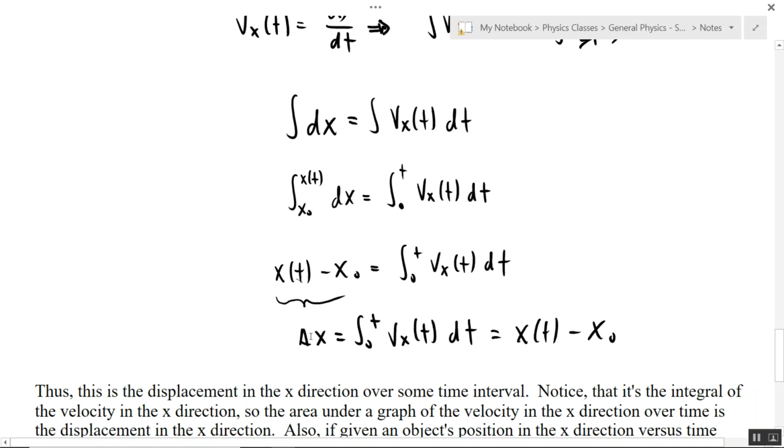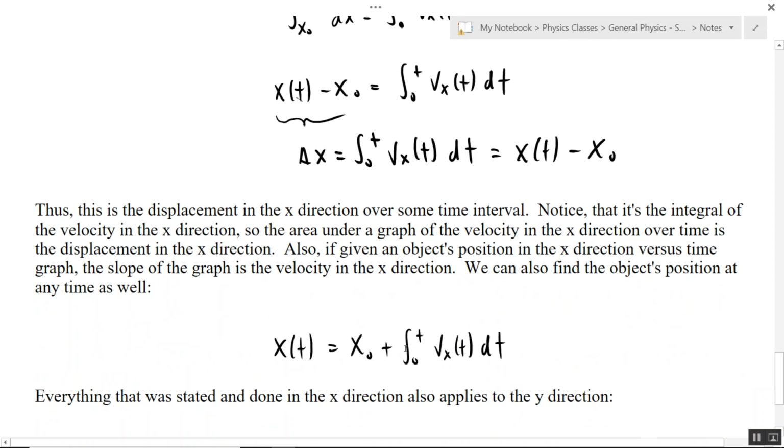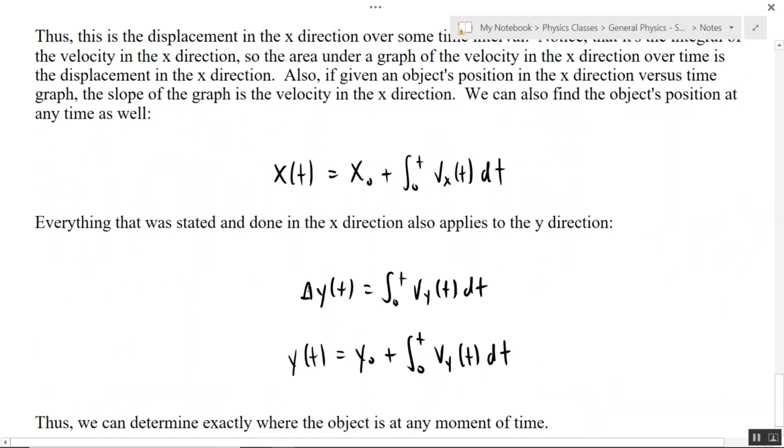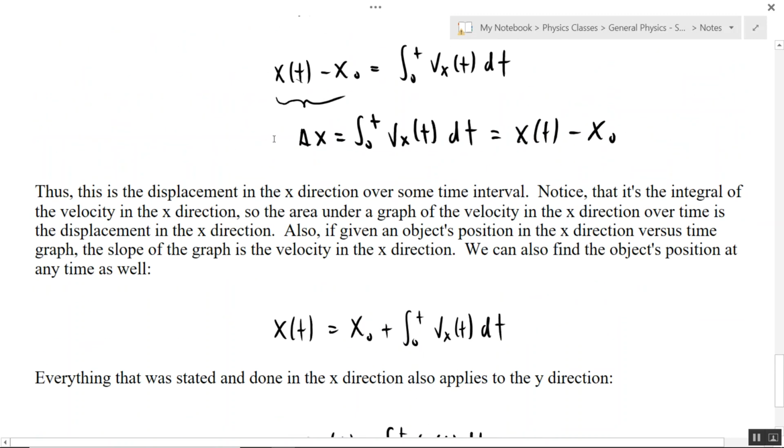But this is the x part of the displacement vector. Remember, a long time ago, delta r was delta x x-hat plus delta y y-hat. So this is the x part of the displacement vector, just the integral of the x part of the velocity. And obviously you can do the same thing with the y part, which I'm skipping down here. The y part of the displacement is just the integral of the y part of the velocity vector, right?